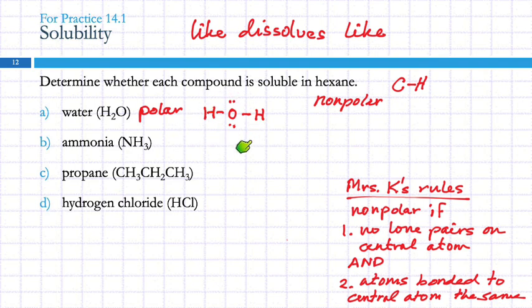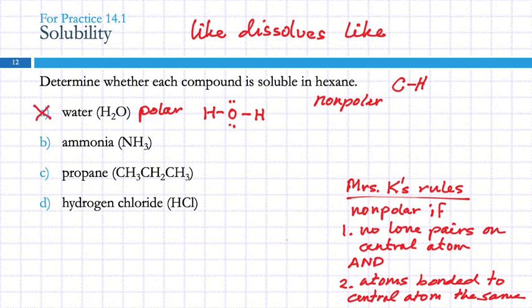So here's the Lewis structure for water. Does it have lone pairs on the central atom? Yes, it does. Well, in order for it to be nonpolar, both of these things have to be true: no lone pairs on the central atom, and the atoms bonded to the central atom are all the same. So water is polar, not going to dissolve.